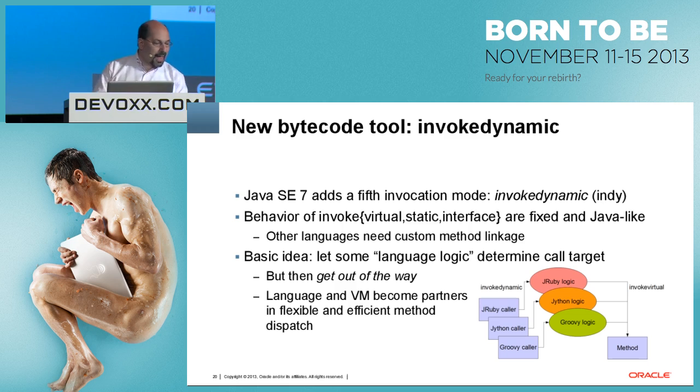Okay, so you could imagine, the Groovy compiler emits some code, and it points to some Groovy-specific logic, or the Jython compiler emits some Jython-specific logic, and in the end, these all map to method handle targets that the VM already knows how to inline through and do all kinds of tricks with.